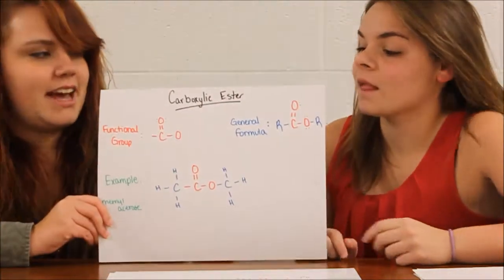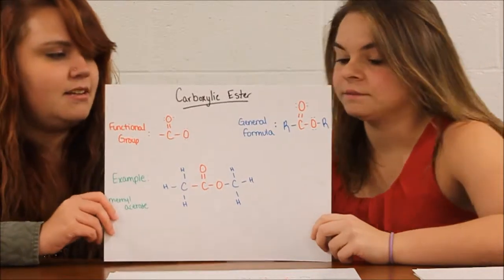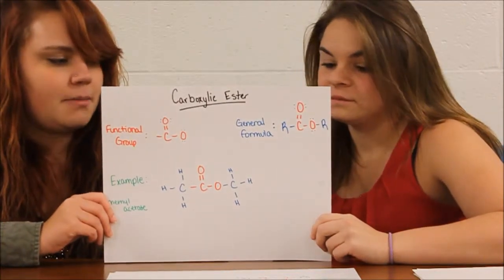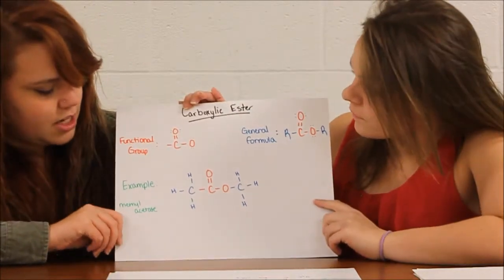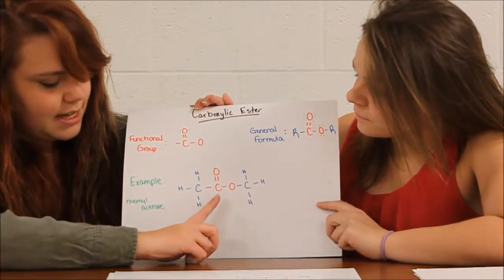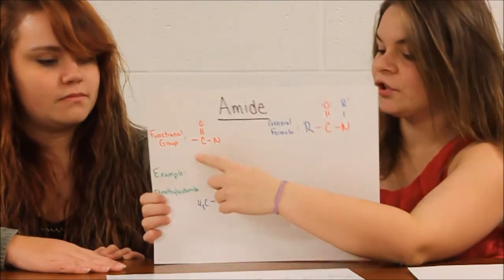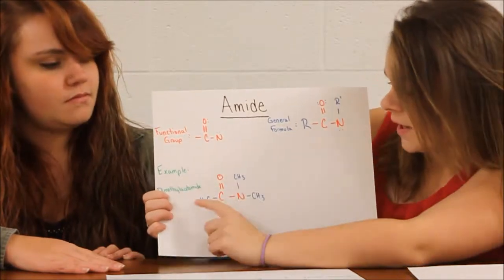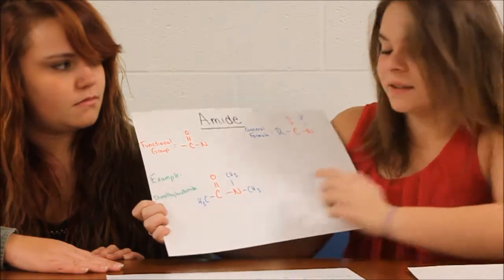So a carboxylic ester is a functional group that is a derivative of carboxylic acid, and an ester is made up of a carbon being single bonded to 1 oxygen and then double bonded to another oxygen, as you can see in methyl acetate. An amide is when a carbon is double bonded to an oxygen and single bonded to a nitrogen, as shown in this example of dimethylacetamide.